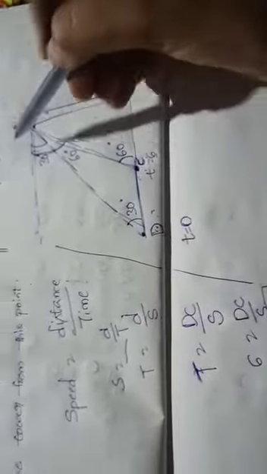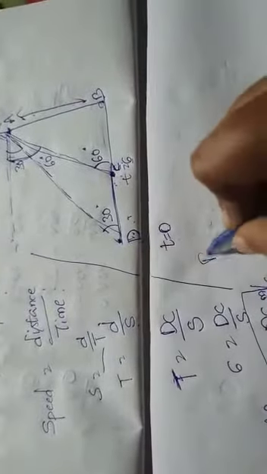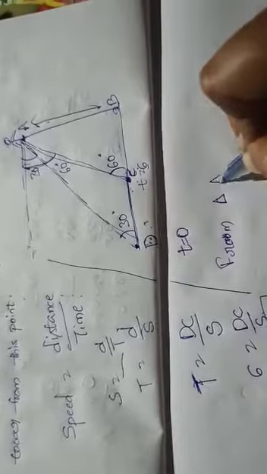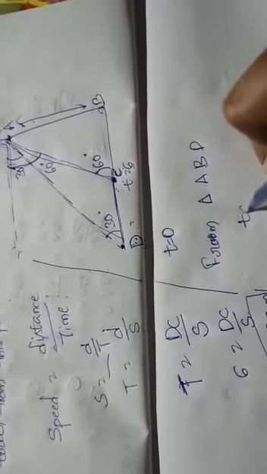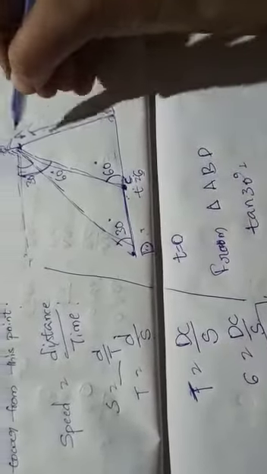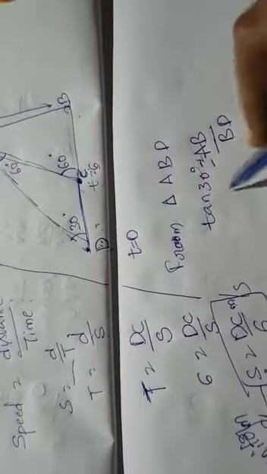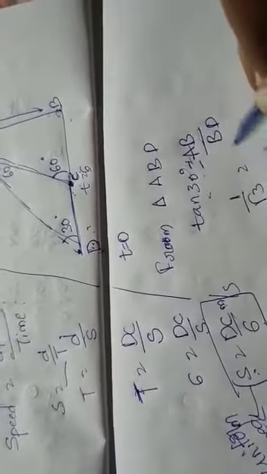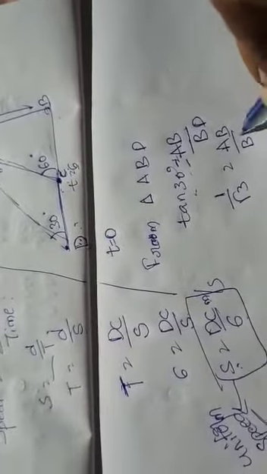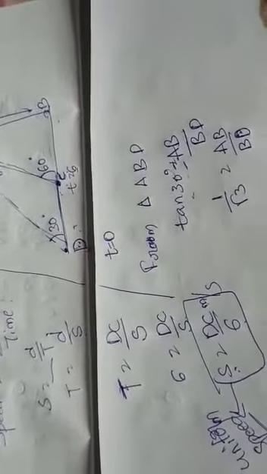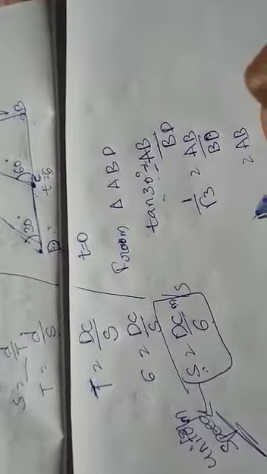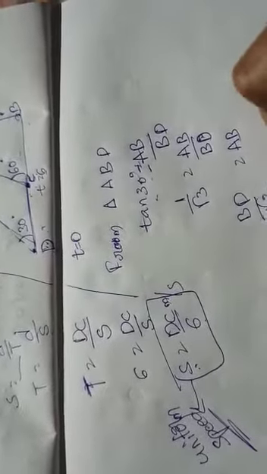From triangle ABD, tan 30 degrees equals opposite side AB by adjacent side BD. Tan 30 is 1 by root 3, equals AB by BD. Here AB equals BD by root 3. This is equation 1.